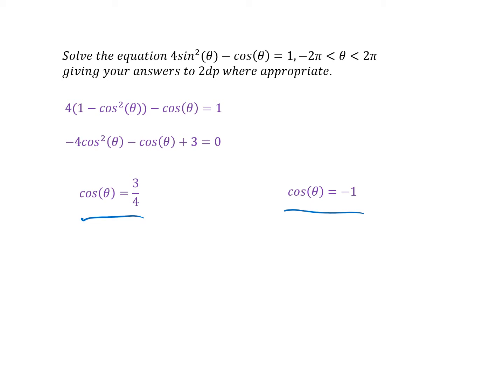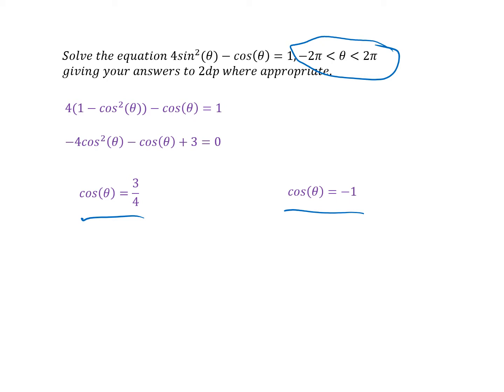So at this stage, I'm going to draw myself a little sketch of the graph of cos theta, because the domain that we've got to solve this equation over is going from -2 pi to 2 pi. So it's a rather extended domain as to what we're used to perhaps.